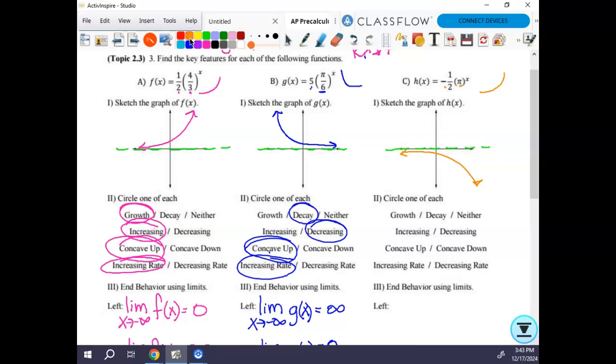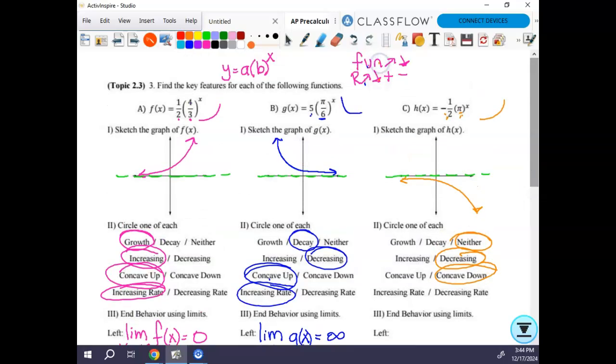Now this one, and I realized when I was doing this, we didn't talk about this that much, but this is neither exponential growth or decay. We can only talk about exponential growth and decay if A and B are both positive. And so it's neither. Once you reflect it, it's neither one. So that all happens before a reflection. And then this is clearly decreasing, and it's concave down. And since it is concave down, the rate is decreasing.